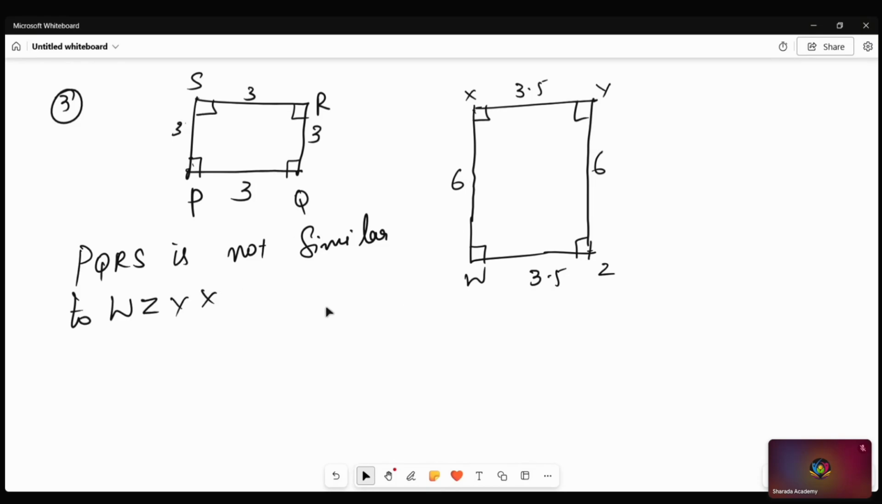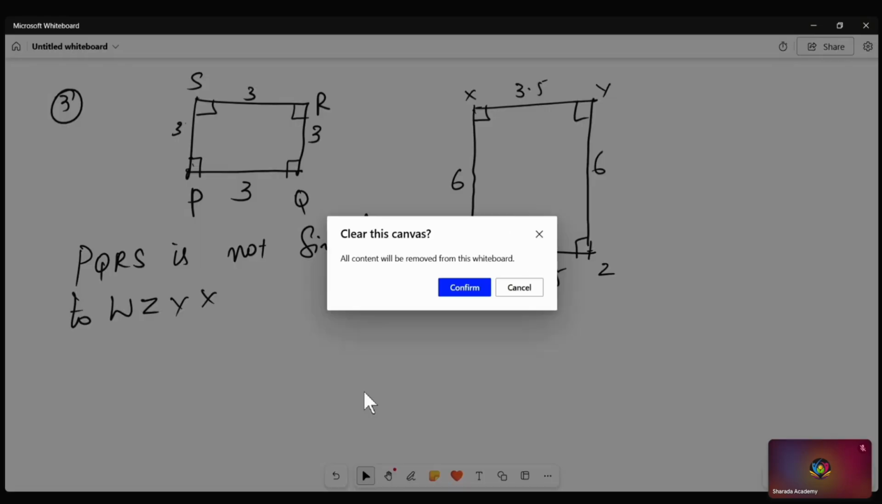Then exercise 6.1. First question. Open your textbooks. Exercise 6.1, page number 78. First question, what is the answer?